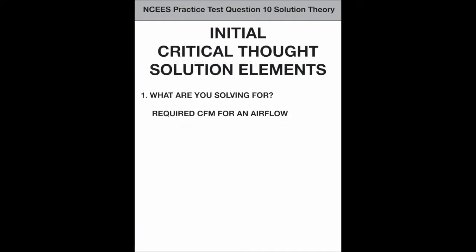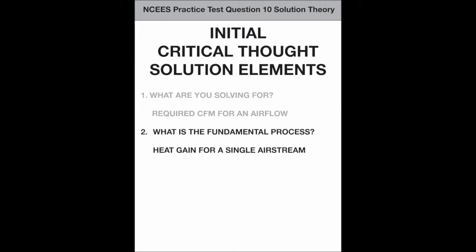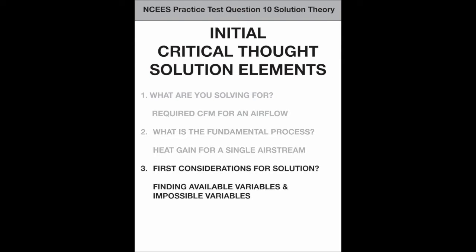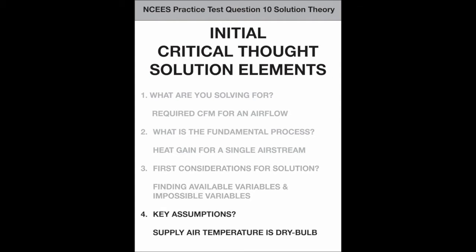Initial critical thought solution elements. 1. What are you solving for? The required CFM for an airflow serving a load. 2. What is the fundamental process? Heat gain for one single airstream. 3. What are the first considerations to find the solution in connection to the fundamental process? Finding what variables are available and what variables are impossible to get. 4. Are there key assumptions? The supply air temperature given is dry bulb.